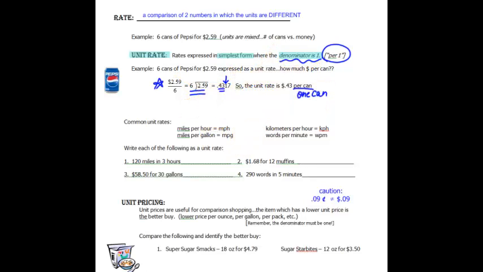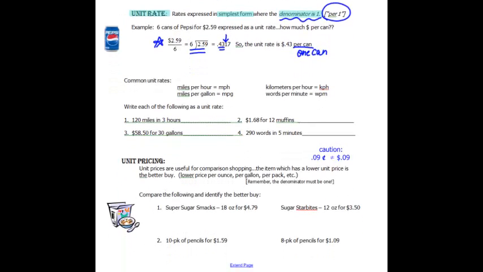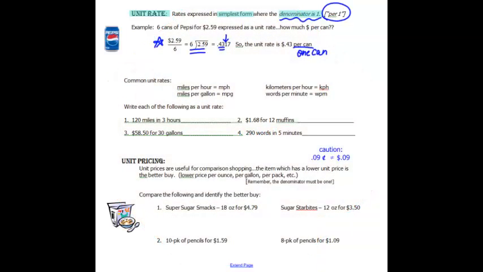Our common unit rates that you will see are miles per hour, miles per gallon, kilometers per hour, words per minute, etc. So go ahead, take some time here, pause again, and express each of the following 1 through 4 as a unit rate. So 120 miles in 3 hours is the same as 40 miles per hour. $1.68 for 12 muffins would be 14 cents per muffin.